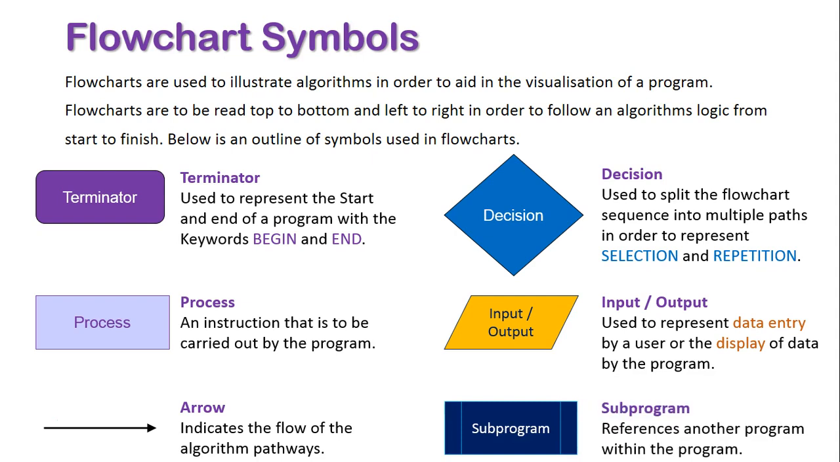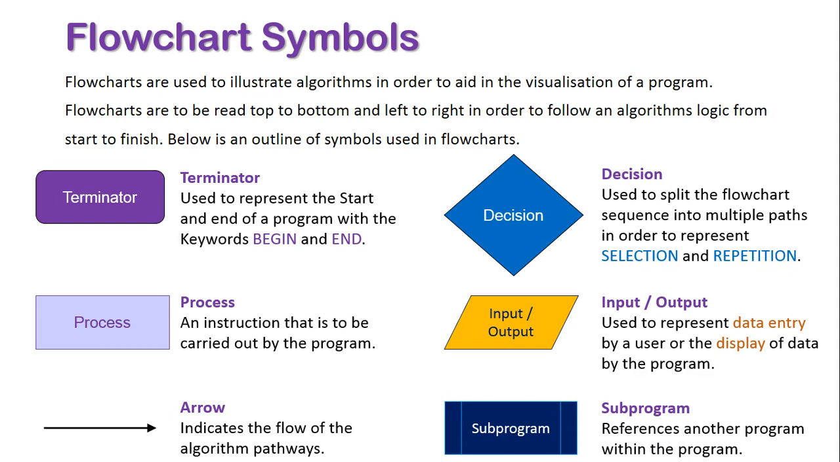And finally, we have the subprogram. A subprogram is similar to a process in that it's a rectangle, but we can also see within it, it's got two extra lines. This is basically referencing another program within the program. So we highlight the subprogram without going into much detail of what it is doing. That may be its own flowchart, and is drawn separately.